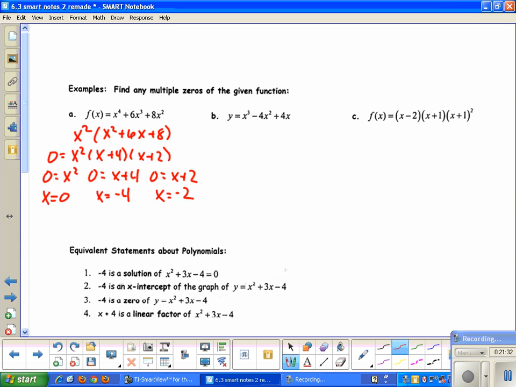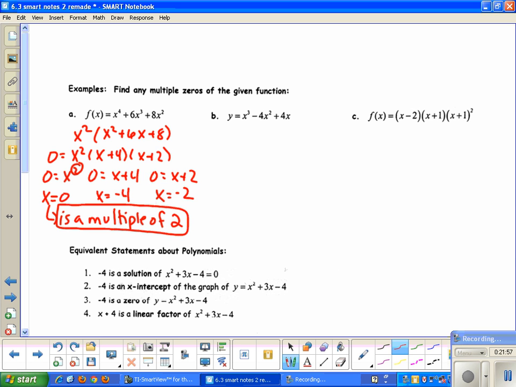So because of this square right here, I know that 0 is actually what we call a multiplicity of 2. So x equals 0 has a multiplicity of 2. The other ones don't have a multiplicity because they don't have any other powers.